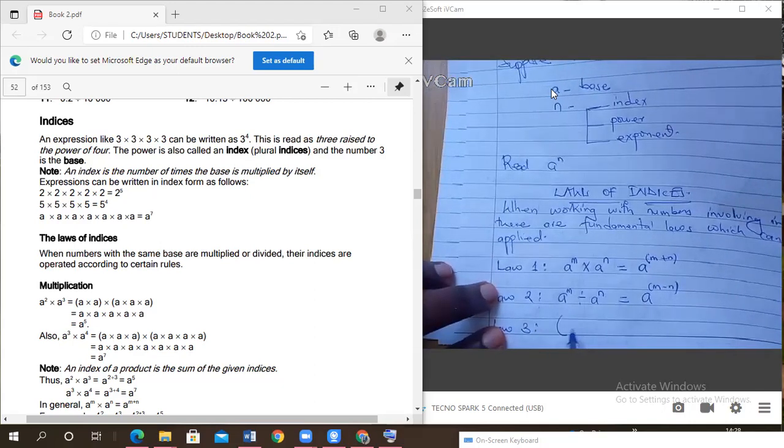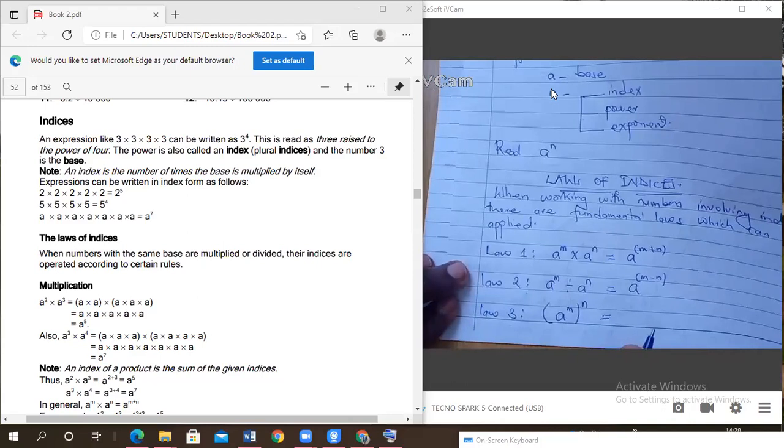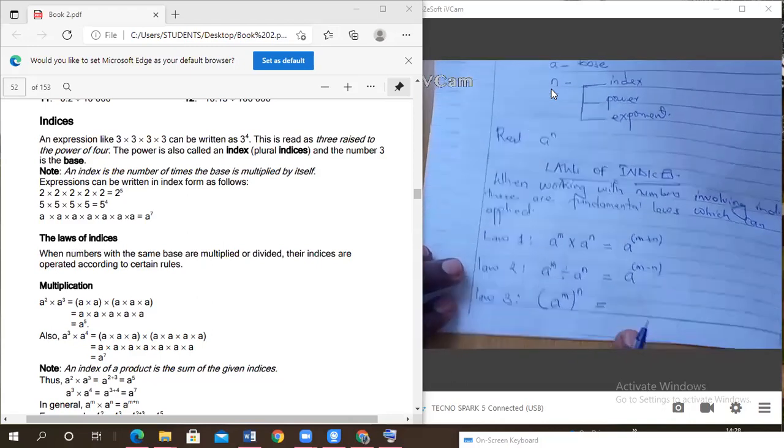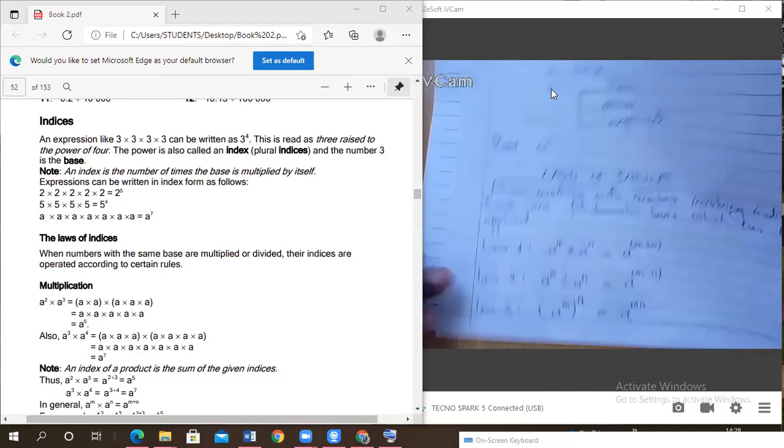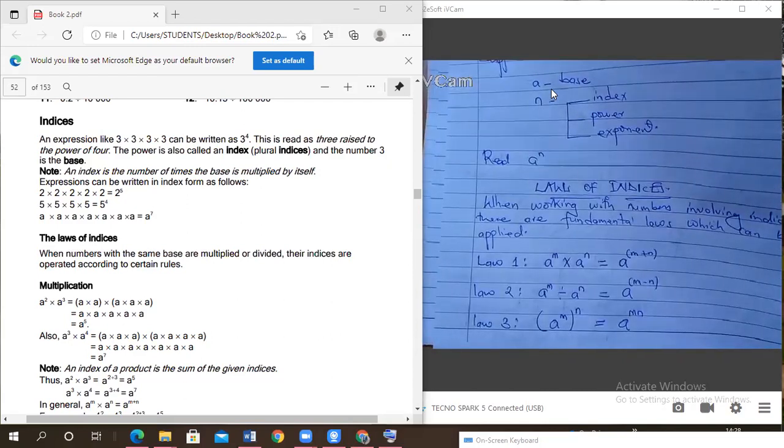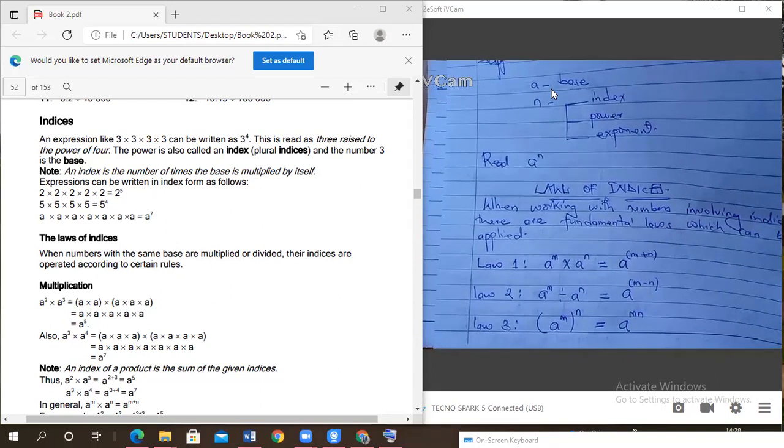Then law number three. If I have an index which is a to the power m, again raised to another power n, what does the law say? We multiply the powers. So this one will give us a to the power mn. Now these are the three fundamental laws. All other laws that we shall look at will come from these three laws. These are the first three fundamental laws.